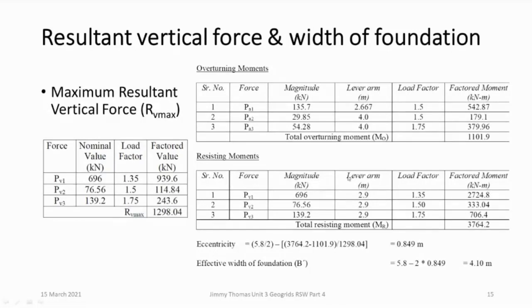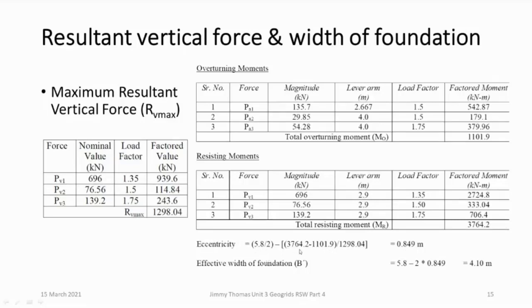So again, we'll have to calculate the eccentricity because we are using the Meyerhof pressure distribution. For that, we have to calculate the eccentricity. So again, we calculate the overturning moments. Earlier, we had calculated. Then resisting moments. Now it is the same, but we will have to use the corresponding load factors. Since we are considering RV max, here also we'll have to take the corresponding load factors 1.35, 1.5, and 1.75. We get the factored moment. Then again we calculate the eccentricity.